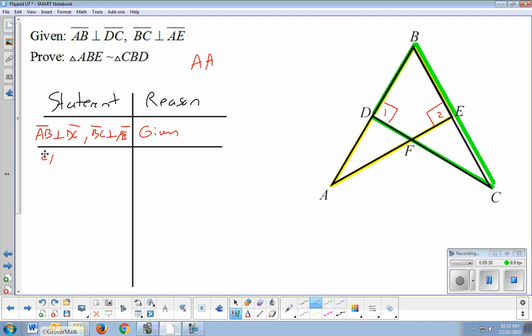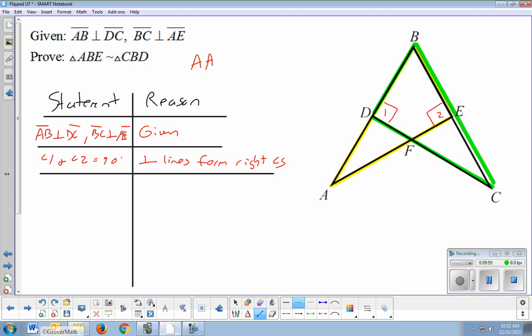So angle 1 and angle 2 equal 90 degrees because perpendicular lines form right angles. And then that means the angles are also congruent because all right angles are congruent. Angle 1 is congruent to angle 2 because all right angles are congruent. We've seen this many, many times at this point. All right, so then that's one angle congruence.